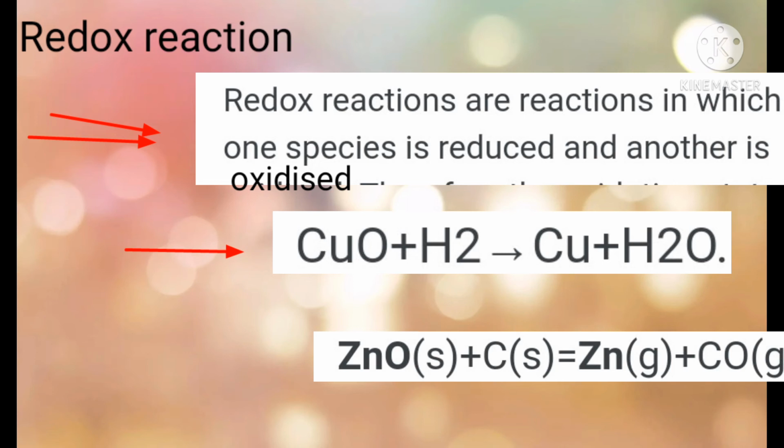In case of carbon monoxide, CO, oxygen is added to the carbon. Right side, it is carbon monoxide, CO. Left side, it is C. To the C, O is added, that is oxygen is added. So this reaction is oxidation. Who is oxidized? Carbon is oxidized to carbon monoxide, that is CO. This is a redox reaction because both oxidation and reduction take place in the same reaction.